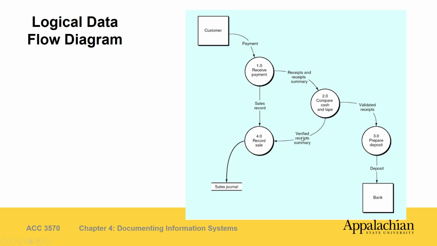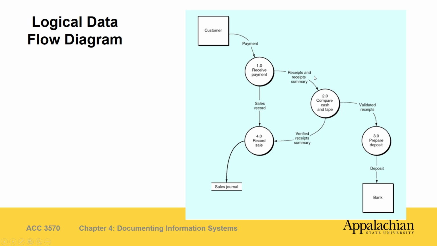You can see it's got the 2 external entities. And you notice that unlike the physical data flow diagram, which lists all the physical movement of data between the entities, this just shows how the logical part of the system flows. So you've got customer makes a payment, payment is received, so this is a verb. Remember, with logical data flow diagrams, it's a verb.